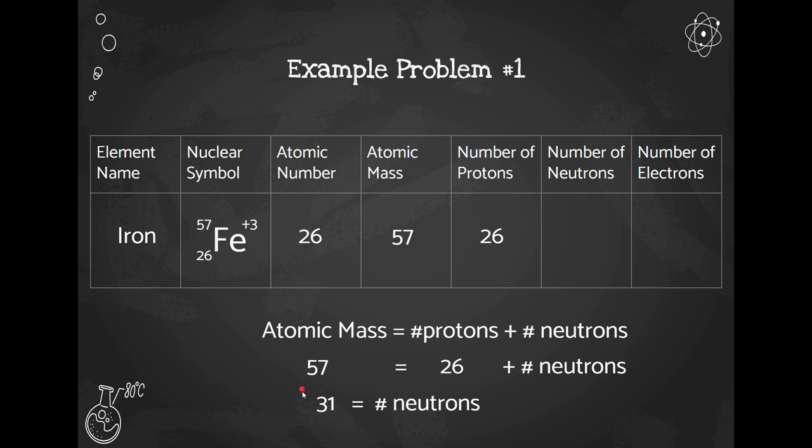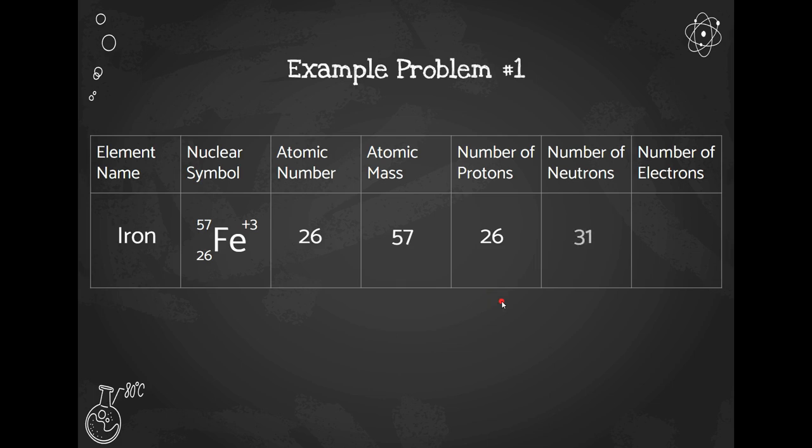Now let's do a really quick check. Would 31 neutrons plus 26 protons give us an atomic mass of 57? It would. And really, as long as you know the atomic mass and one of these two pieces, you just have to find the difference to find that other piece. But for us, we know that our number of neutrons is 31. And now we have to find this number of electrons.